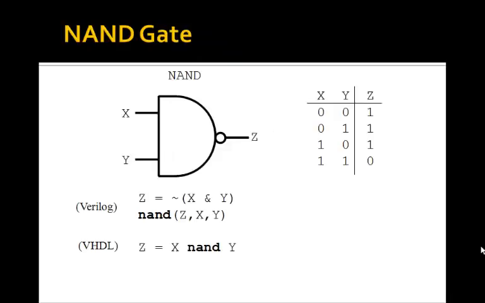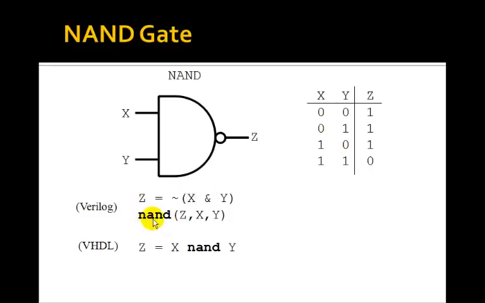Here's the symbol for a NAND gate. It looks like an AND gate with this bubble at the output. The bubble indicates a NOT operation, so a NAND is just a NOT AND. And notice that the output is 0 if both inputs are 1, and it's 1 if any of the inputs are 0. So it's just not X and Y.